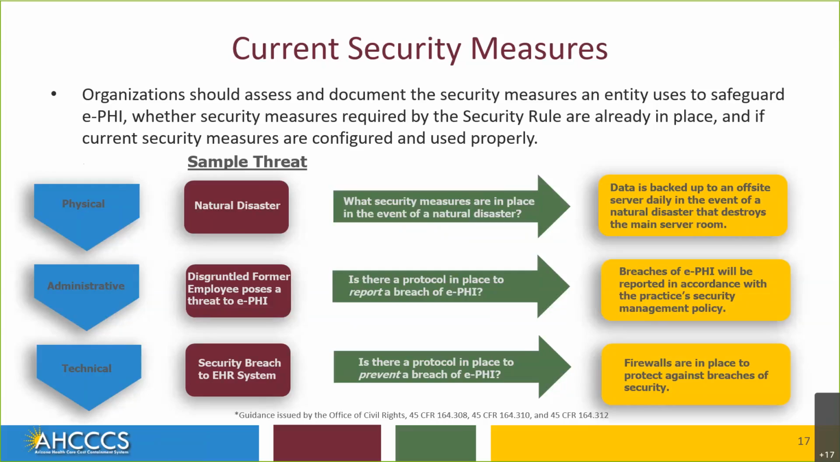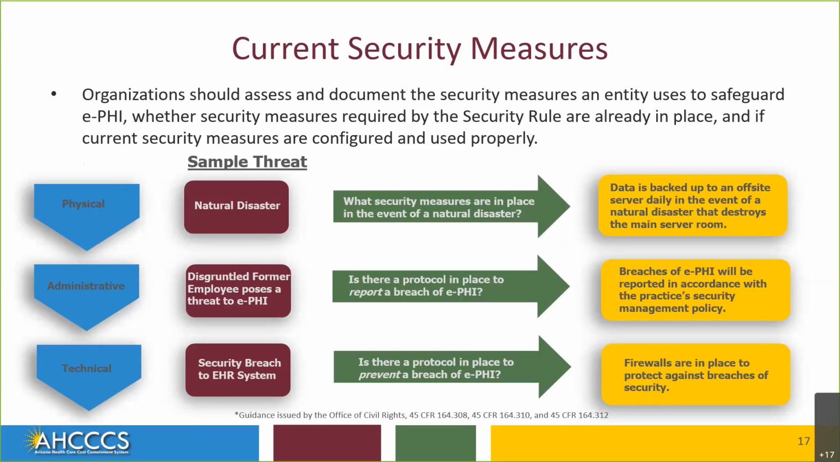As you're looking at administrative, which is that second example, what if a disgruntled former employee poses a threat to electronic PHI? So you fired someone at your practice, and they could potentially use that patient health information. So you want to ask, is there a protocol in place to report a breach of electronic PHI? On the right-hand side, here we have an example: breaches of electronic PHI will be reported in accordance with the practice security management policy. That is an administrative safeguard, saying that the practice has something in place in case that potentially would happen.